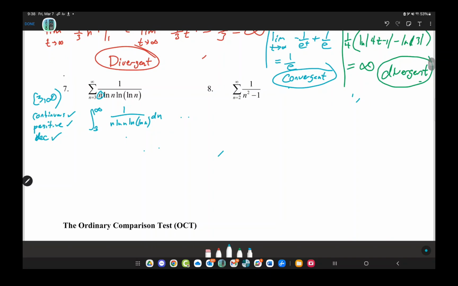We know this is going to become the limit as t goes to infinity of the integral from 3 to t of 1 over n natural log of n, the natural log of the natural log of n. You think you could solve this? Use substitution.